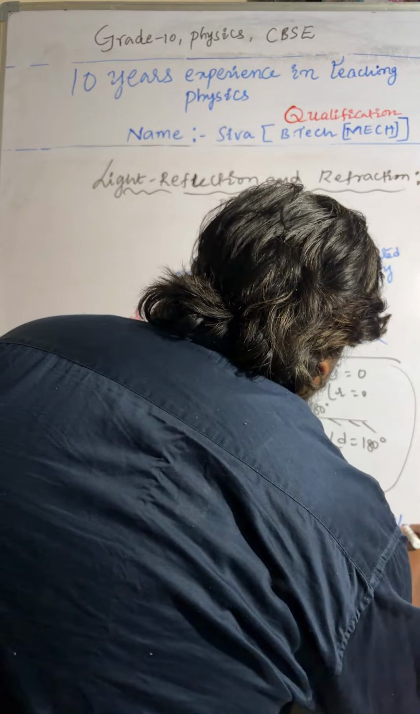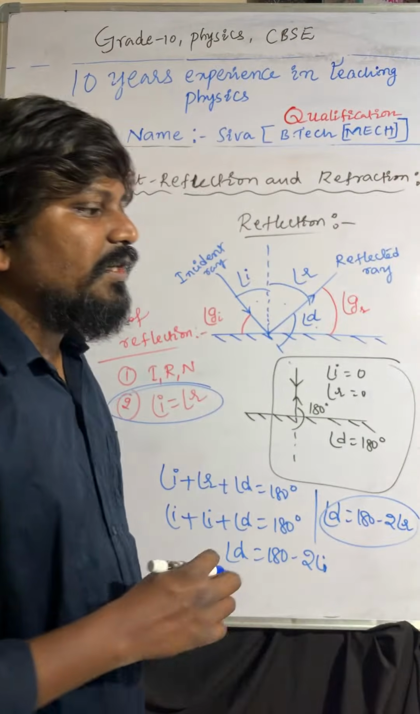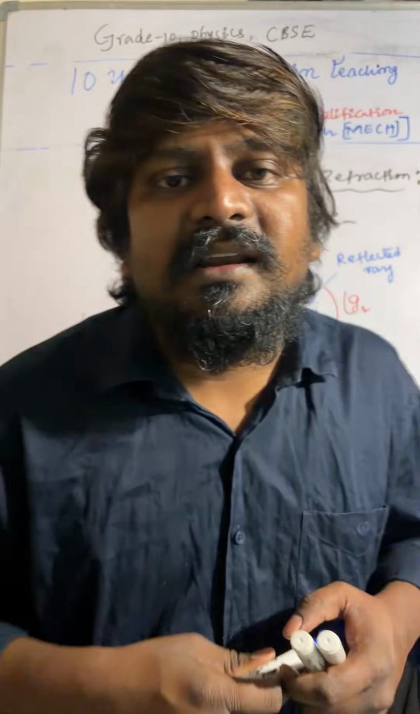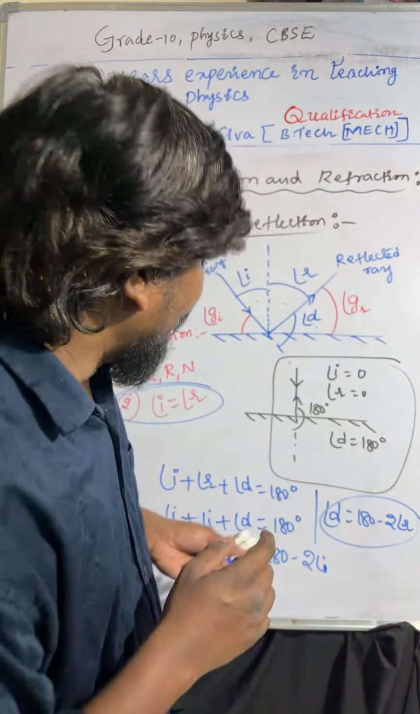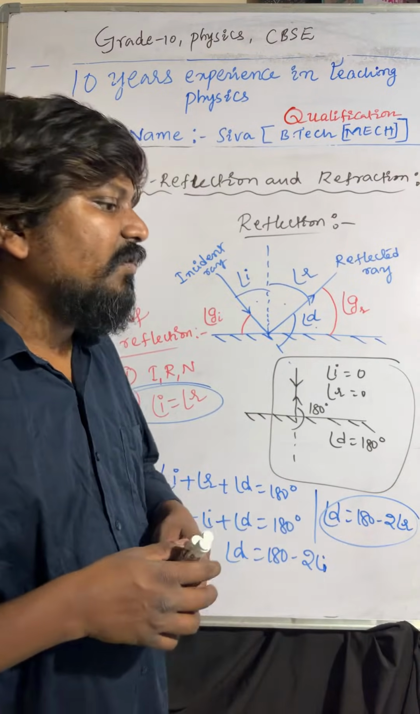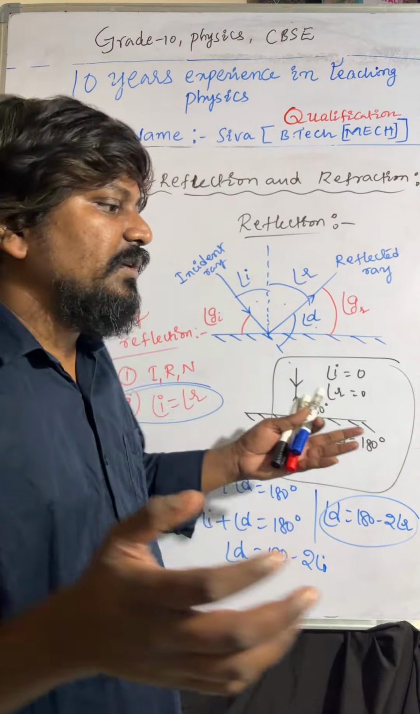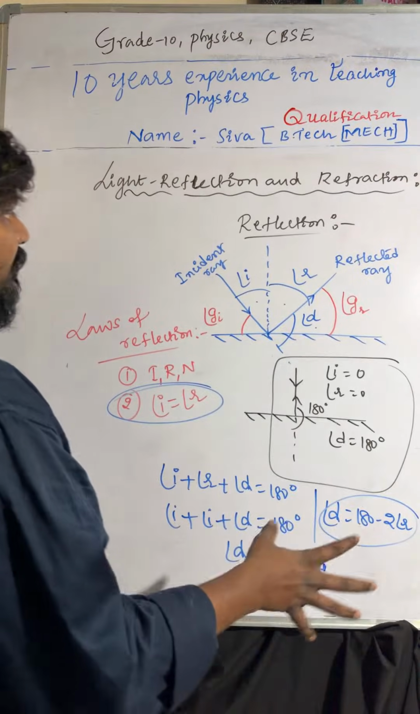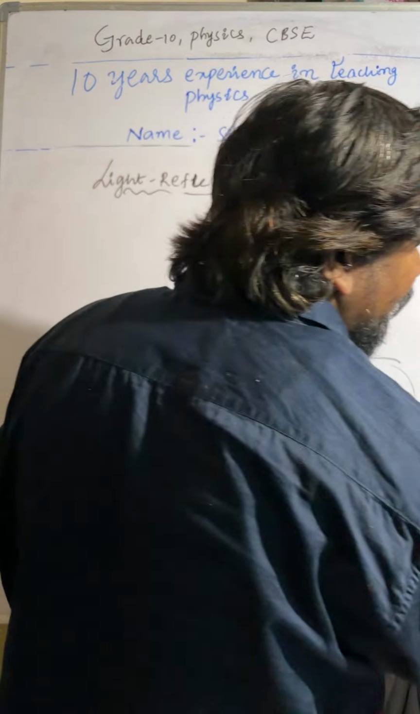And one more thing: angle of deviation equals 180 minus 2 angle of reflection. So this is the formula. Angle of deviation equals 180 minus 2 angle of incidence, and angle of deviation equals 180 minus 2 angle of reflection. Understood or not? These points are very important.